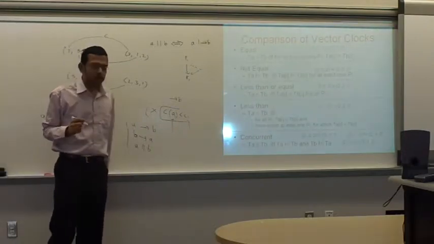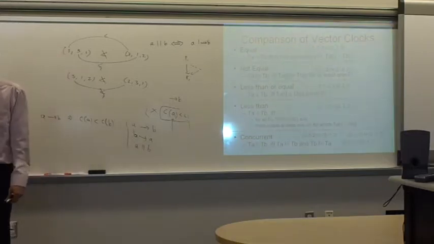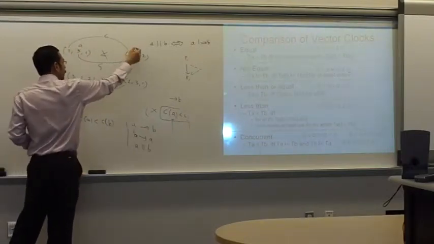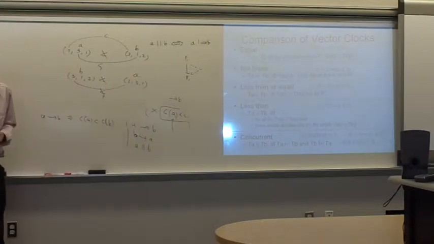Then only can we say the two events that correspond to these two clock values are concurrent events. See what I mean? You cannot say the timestamp at which this event occurred is less than the timestamp at which that event occurred, or vice versa. This is the timestamp of event A, this is the timestamp of event B. We cannot say one clock value is less than the other clock value, either way. So we cannot say whether A happened before B or B happened before A. You see what I mean?